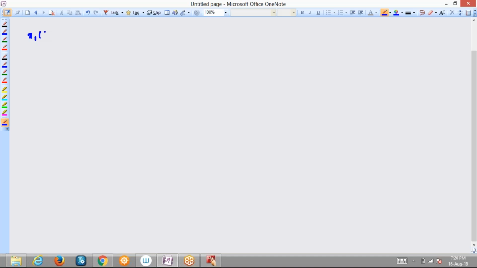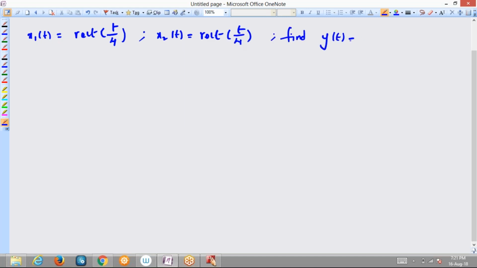Now let us find the convolution of a rectangular function with the same rectangular function, that is x1 of t, taken as rectangular of t by 4, and let us consider x2 of t, the same rectangular function of t by 4. So let us find y of t equal to x1 of t convolution x2 of t.